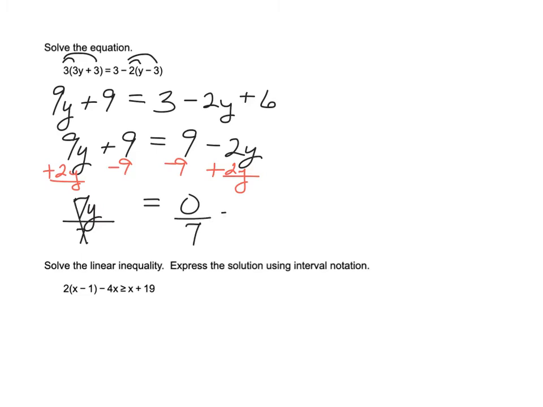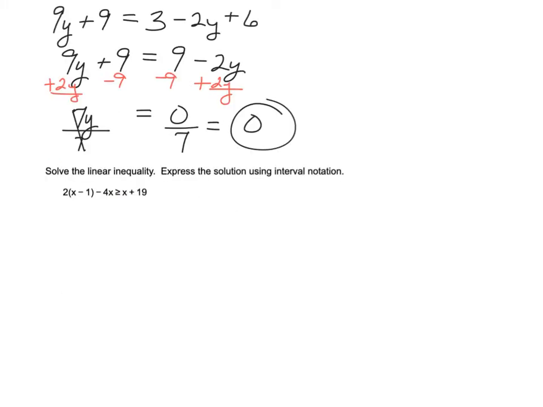We get y equals 0/7, which is the number 0. Okay, this one happened to turn out to be 0, but clearly you could get another number besides 0. But it's just being able to solve basic linear equations. Okay, now let's solve the linear inequality.